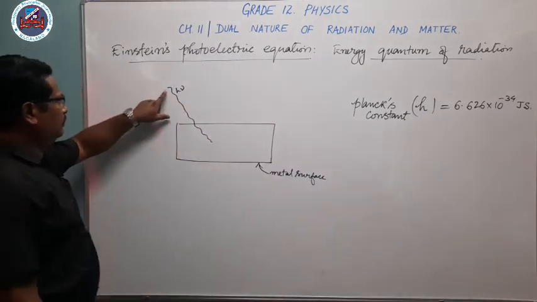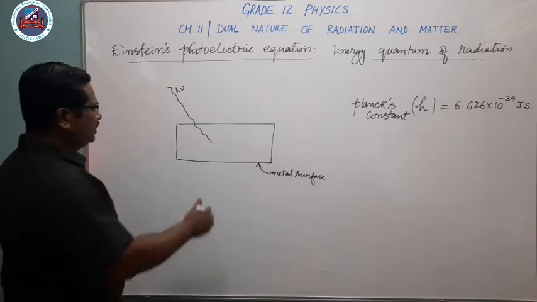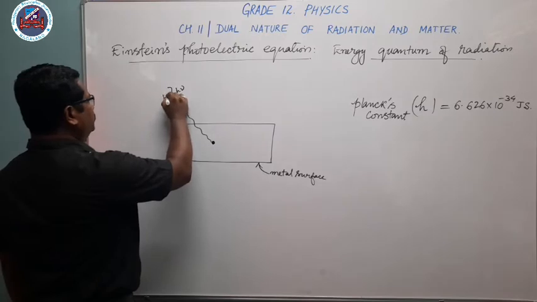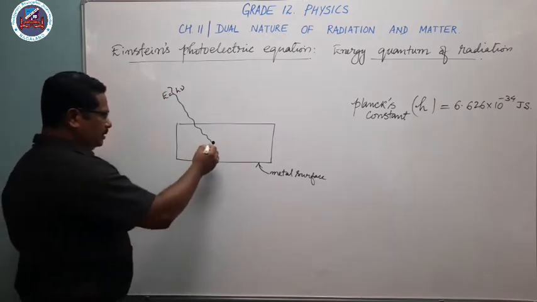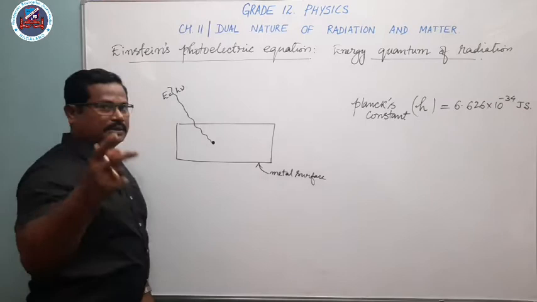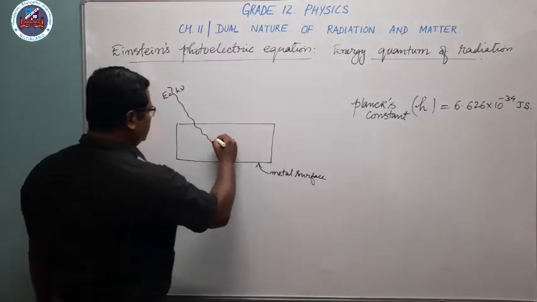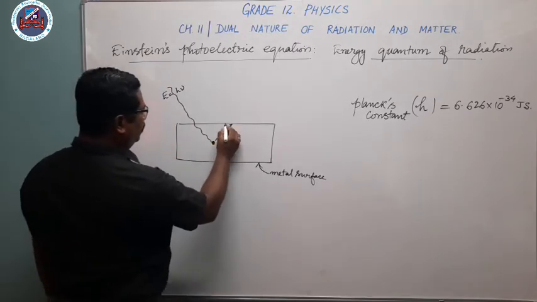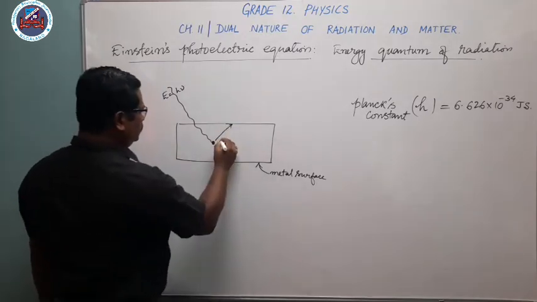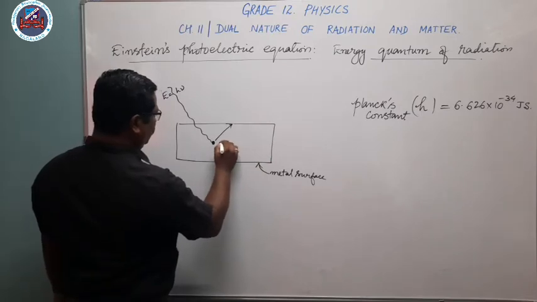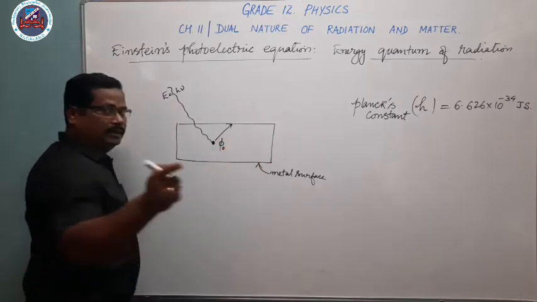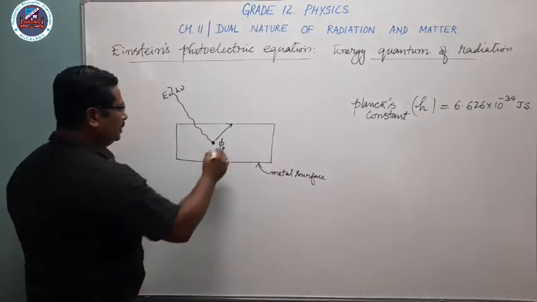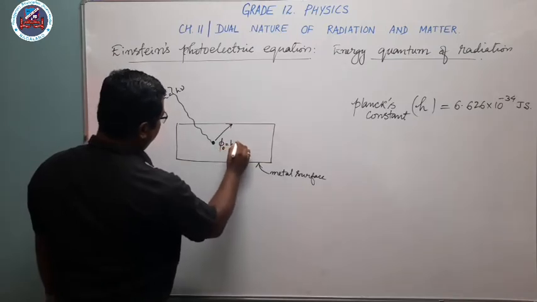If a photon of energy h nu strikes an electron, then this energy h nu gets divided into two parts. The first part is used up by the electron to overcome the surface barrier to come out. That energy we call the work function. We write it as phi naught. Earlier I have written work function as phi, but it must be phi naught, that is, we write it as h nu naught.